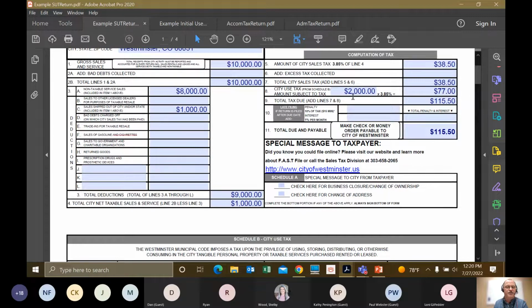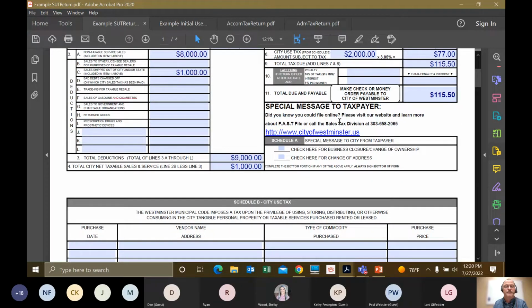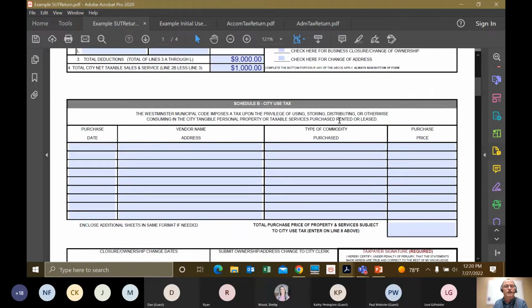Just make sure this number reflects that, because the system is going to look at this. So you may have to do some math here if you're taking the credit for tax paid in another jurisdiction. If you go to Broomfield, it's 4% local tax, so you don't owe us anything. We've given you full credit. You don't need to worry about it. But look at your receipt and see what you've paid. So this is the basic return that most people will fill out.